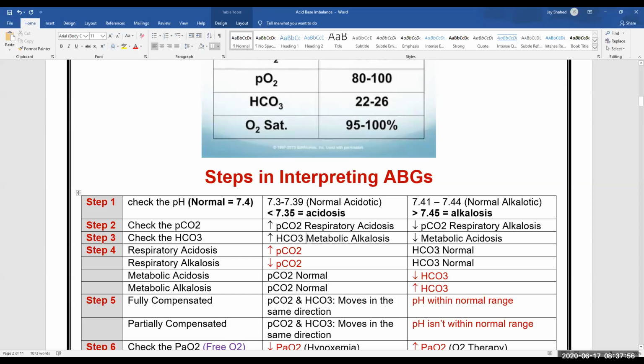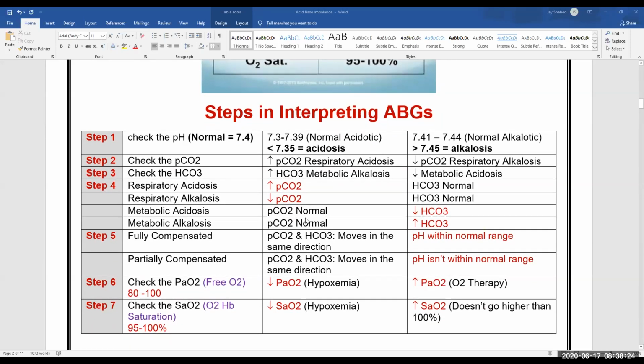Later on, we're going to learn how compensation changes the numbers, as the patient compensates for this issue. If you have respiratory alkalosis, then the PCO2 is down. When the PCO2 is down, it's more alkalotic, alkalosis. Because we're dealing with PCO2, it's respiratory. Now let's say the PCO2 is normal. If the PCO2 is normal, and the issue is with the HCO3, right away you know it's metabolic.